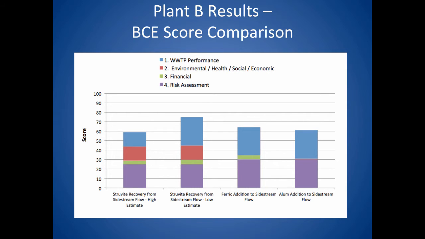This last chart shows how the total scores of the alternatives for Plant B compare to one another. The struvite recovery options have significant environmental, health, social, and economic benefits over the ferric chloride or alum feed systems.